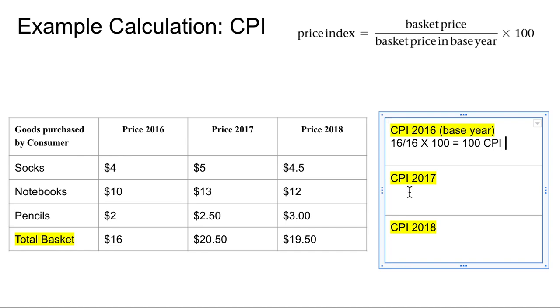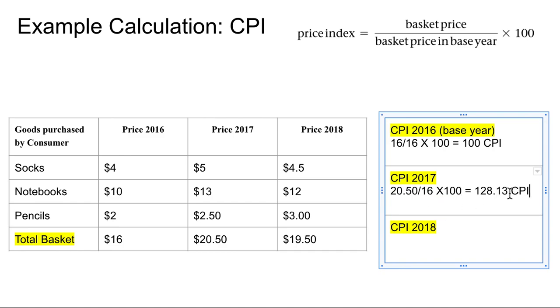And so then for CPI of 2017, we're going to take the new basket price, so 20.50, and we're dividing it by 16 times 100. So we're going to see a number that's larger than 100. We're going to see 128.13.